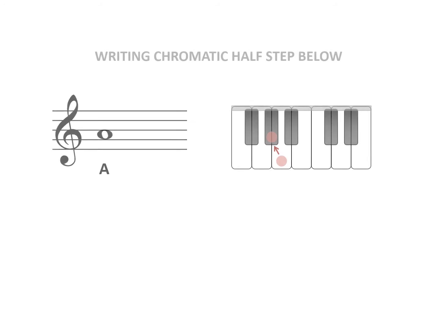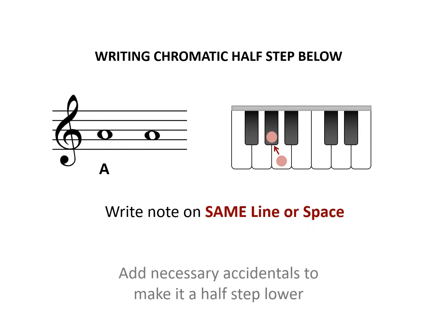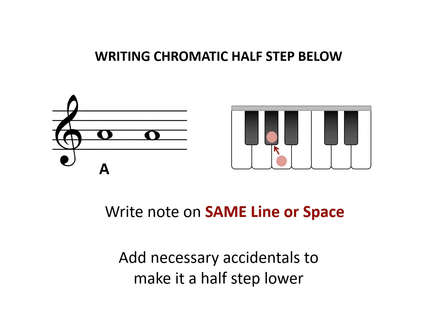We'll use the same method to write a chromatic half step below a note. Begin by drawing a note on the same line or space, and then add any necessary accidentals to make it a half step lower than the given note. Here, we'll need to add a flat.